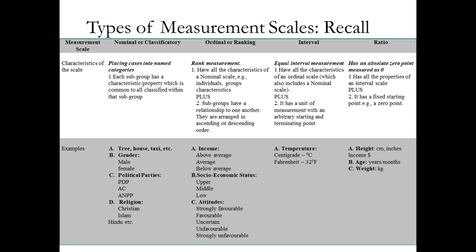These are nominal issues, but there is also ordinal measurement, or ranking, which focuses more on, maybe you're measuring income as above average, below average, or average. You are looking at people's economic status as upper, middle, and low. These are the different measurement scales that we have.